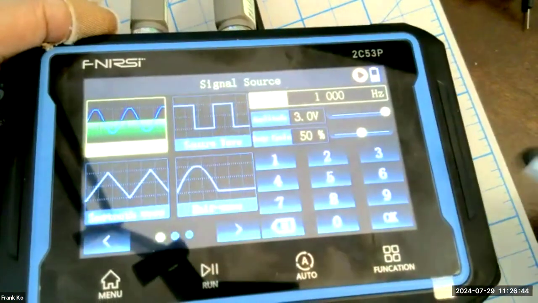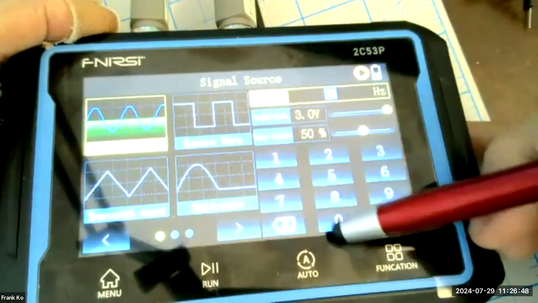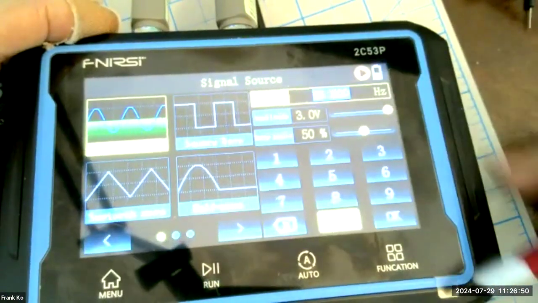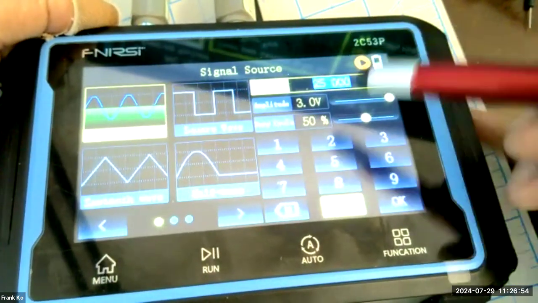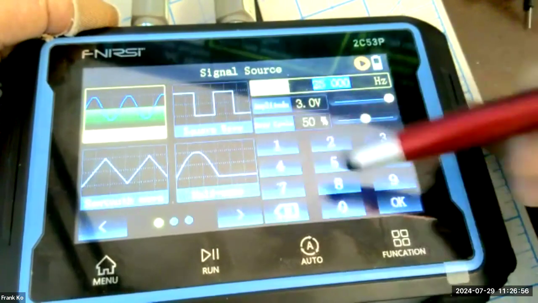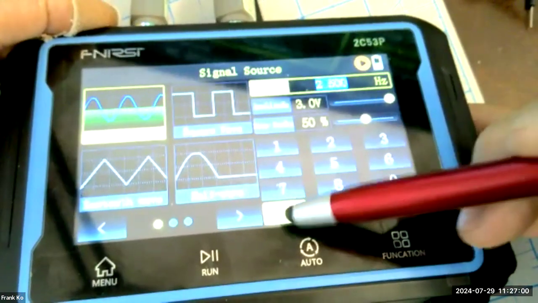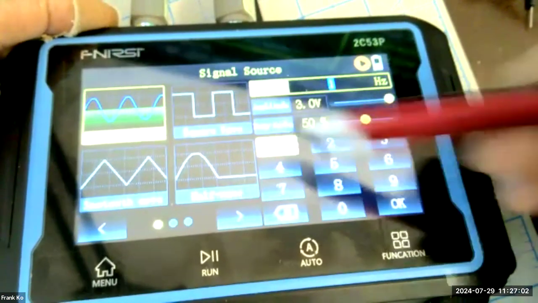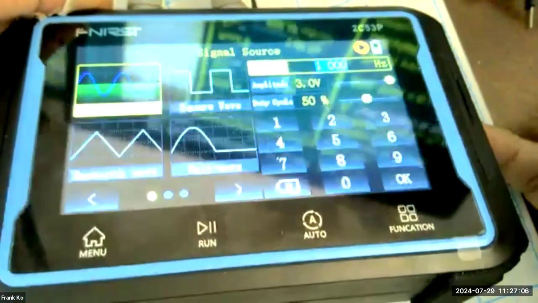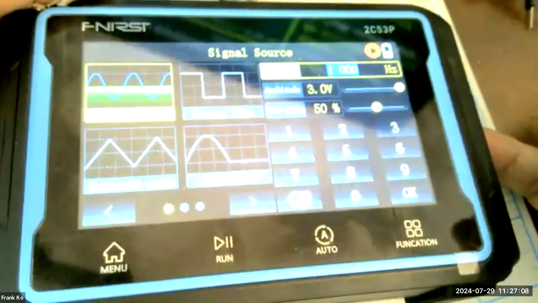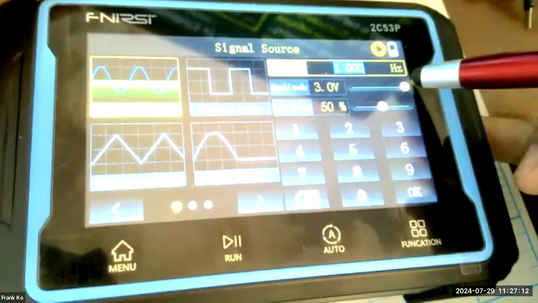Hold it this way. All right, if I wanted 2.5K, so 2500, now that's 25,000. Or if I wanted 1K, hit clear, and 1000, there's my 1K right there. Okay. All right. 3-volt peak to peak, which is a 1.5 volt peak.